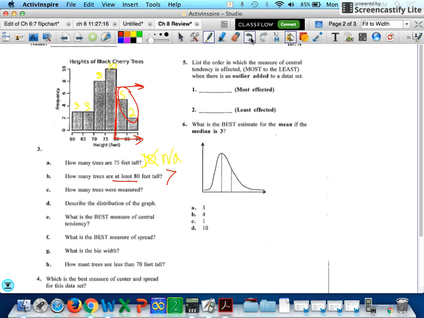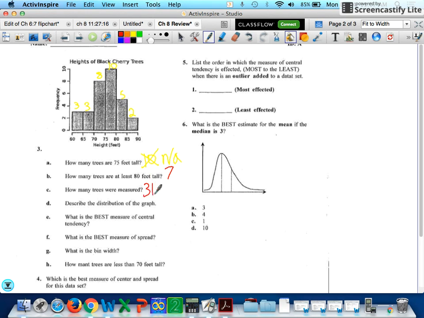C says how many trees were measured. This is one of the times when it really comes in handy to have labeled your graph, or labeled the frequencies of your histograms, okay? Because now I can just add up all of these things. 3, 6, 14, 24, 29, 31. Add it all up, and there are 31 trees measured.